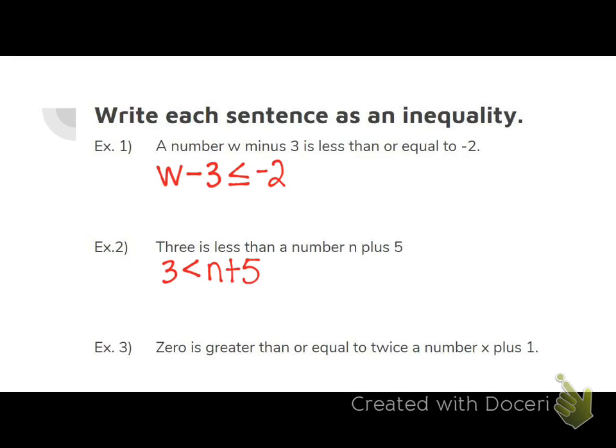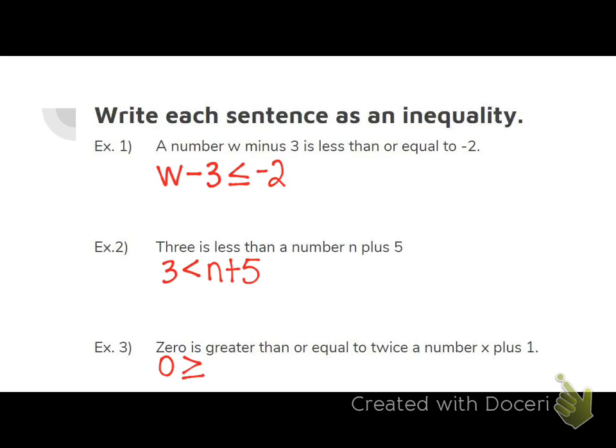All right, the last one, 0 is greater than or equal to. Let's stop there. 0, of course, we have our number. Greater than or equal to means that the pointy part goes which way? To the right. Do we need the bar under it? Yes, because they had the or equal to.